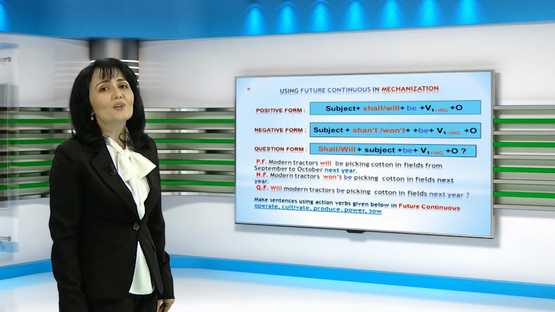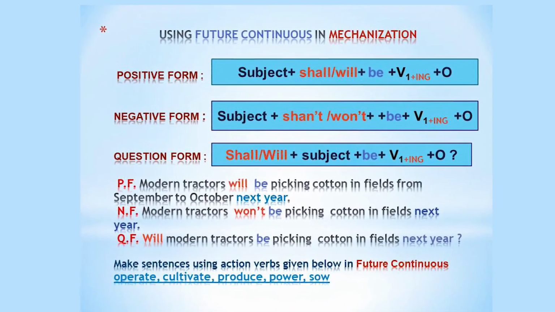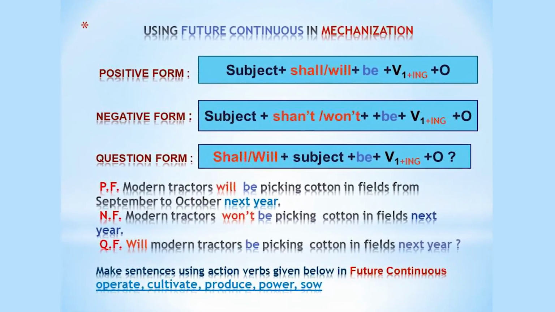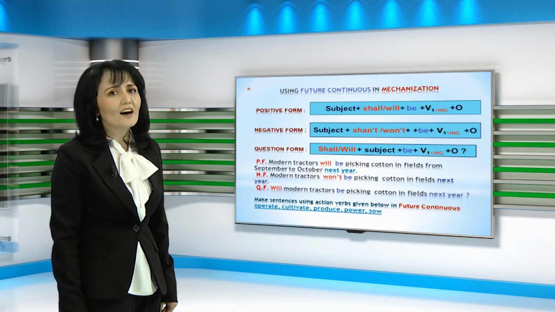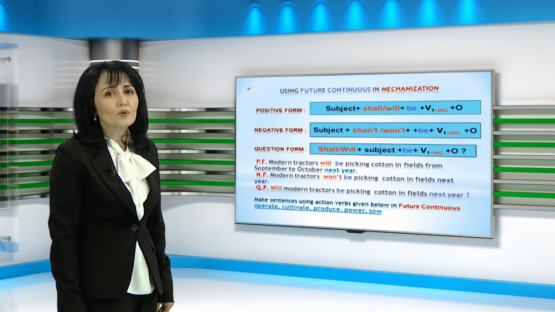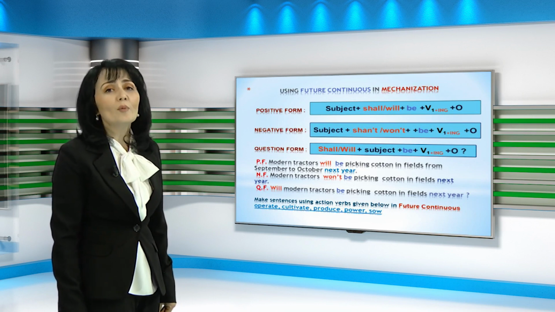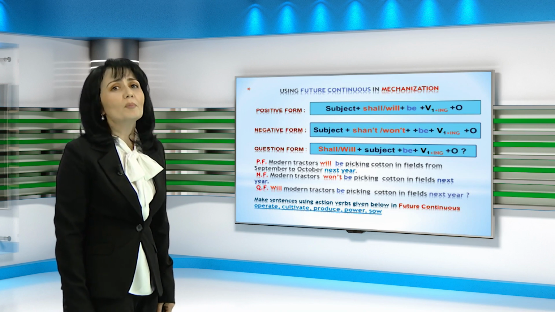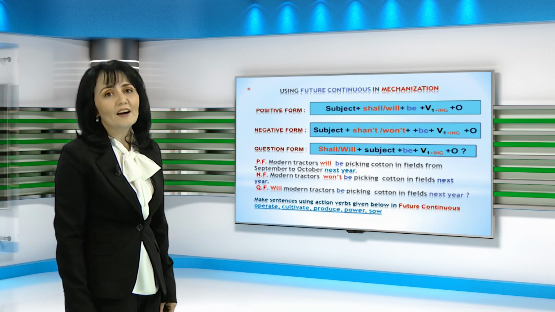For the formation, you should follow the structures. In positive form, we use subject plus shall, will, plus be plus verb 1 plus ing. In negative form, not is added after shall and will in the forms of won't and shan't, plus be plus verb 1 plus ing. In question form, shall and will should be placed before the subject. Then we take be and verb 1 plus ing.